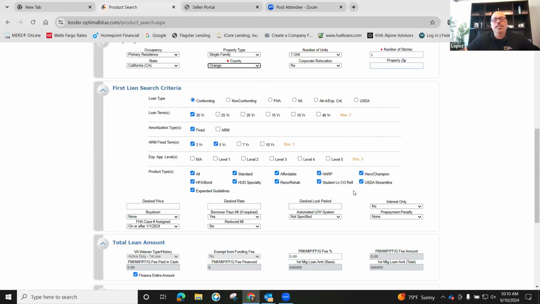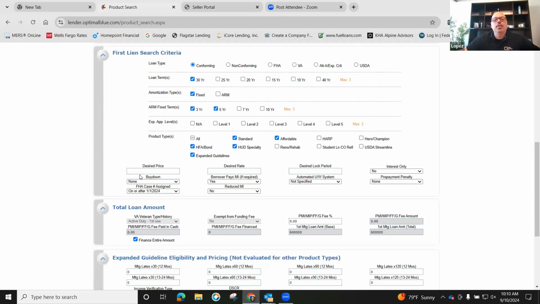To be quite honest, if I know that I'm not looking to do a HARP or a HERO, you can uncheck this. I don't need this. I don't need any of these in here, right? I'm not looking to do a USDA. So you can uncheck some of these if you know that that's not what you want. But even if you leave them all there, it's still going to give you pricing.